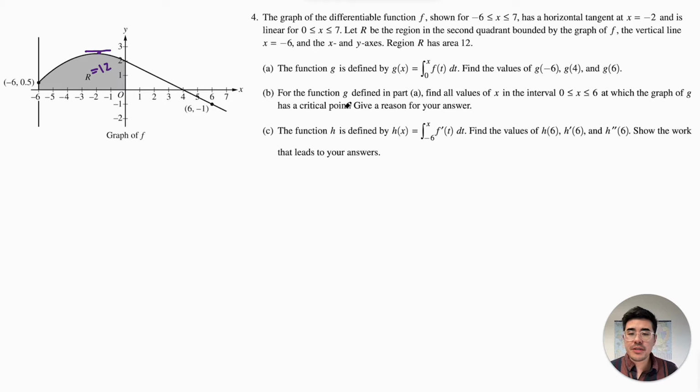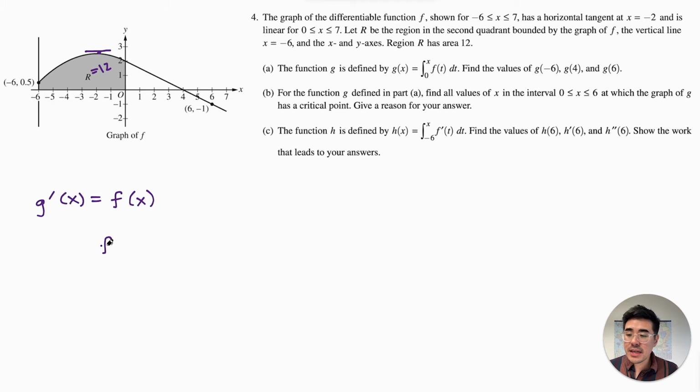Part B says, for the function g defined in part A, find all values of x at which the graph of g has a critical point. Remember, to find a critical point, we want to take our derivative and set it equal to 0 and also find where our derivative is undefined. So let's find g prime of x. This is the fundamental theorem of calculus: if we take the derivative of the left side, we want to take the derivative of the right side, and the derivative of an integral is just that function itself.